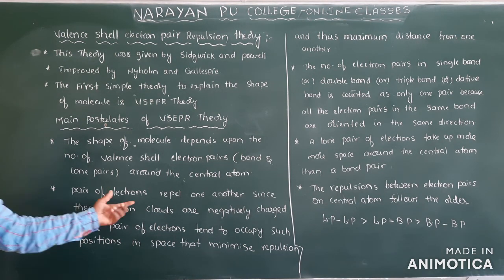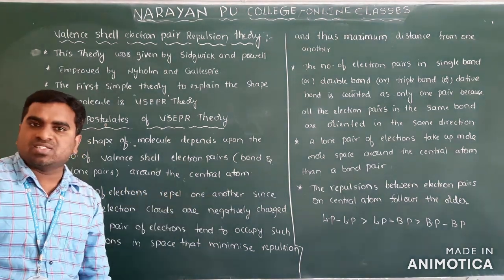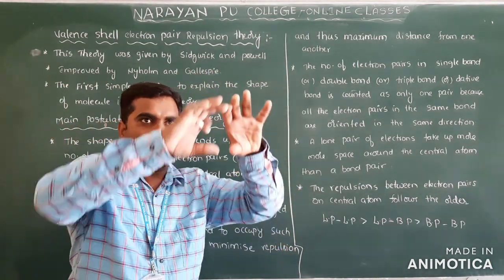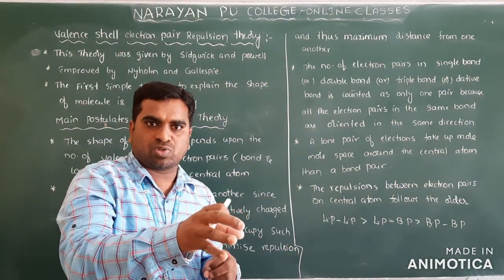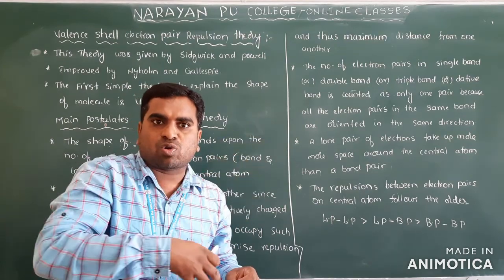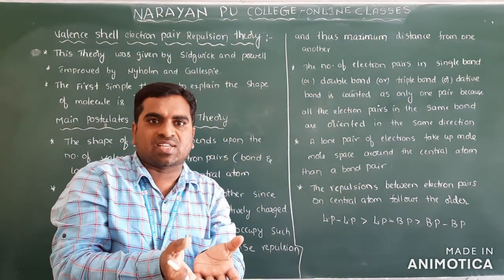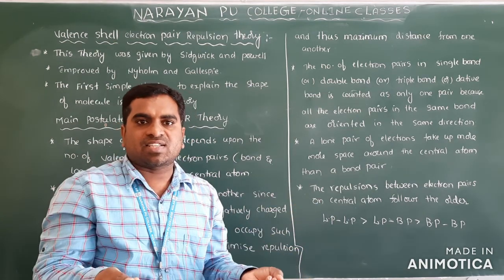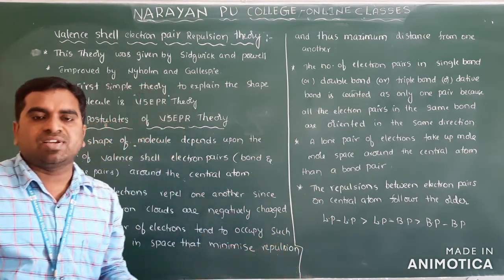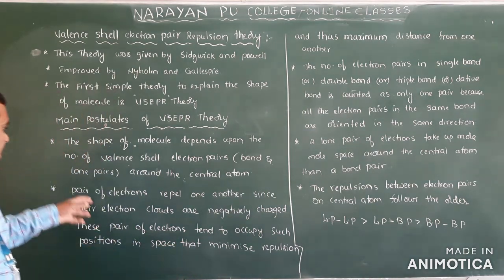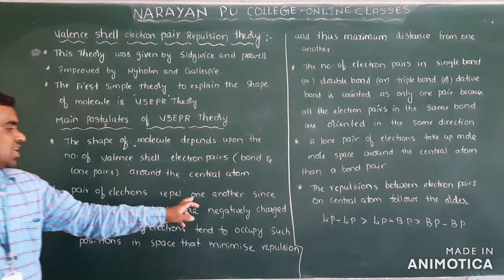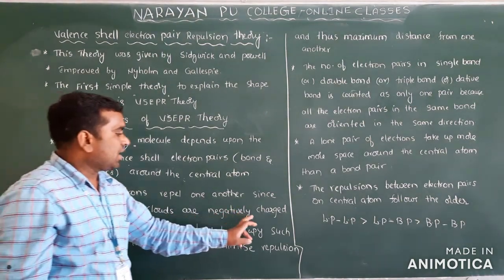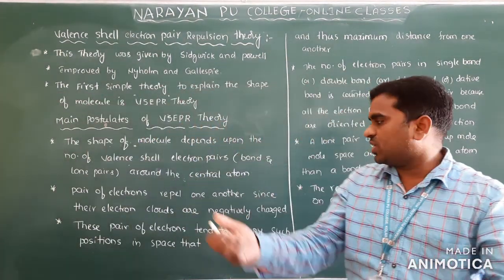Clear? Next, pairs of electrons repel one another. I already mentioned bond pair electrons are there around the central atom, and lone pair electrons are also there. And these are all electrons. An electron cloud will be there around the central atom. Electron cloud means what is the charge? Negative charge. All are the same charges, and same charges repel each other, you know. So that's why the second point: pairs of electrons repel one another since their electron clouds are negatively charged. All are negative, so that's why there is repulsion.